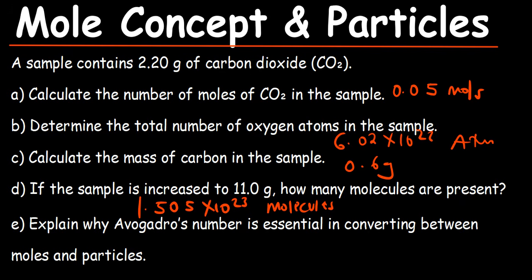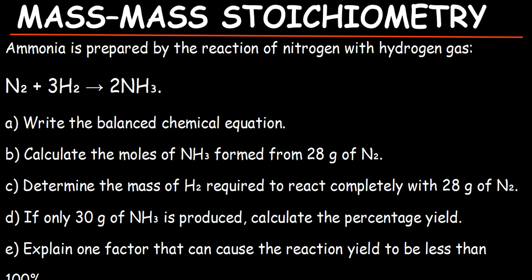Let's solve another set of questions. Mass to mass calculations. So how do we solve these ones? We are told ammonia is prepared by the reaction of nitrogen with hydrogen gas. Then the reaction is there. Then we are told to write the balanced chemical equation, to calculate the moles of ammonia formed from 28 grams of nitrogen, then to determine the mass of hydrogen required to react completely.